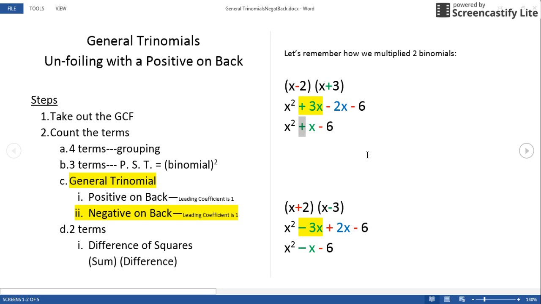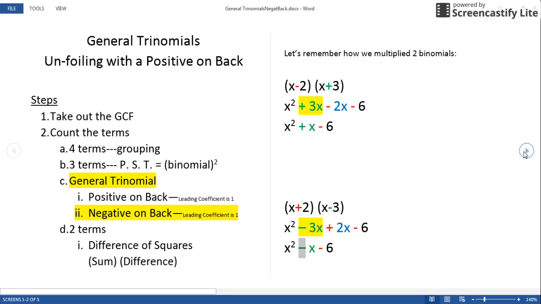Let's look at another example. Here, x plus 2 times x minus 3. Again, with different signs, we're going to get a minus at the back. But this time, as we subtract what's in the middle, minus 3x plus 2x, we end up with a negative x for the result. The larger product was the 3x from the outside things, and it had a negative sign, so that's the sign that we'll put in the middle.